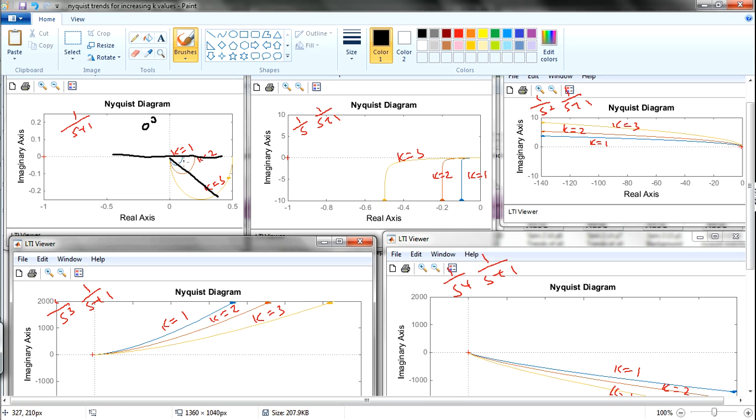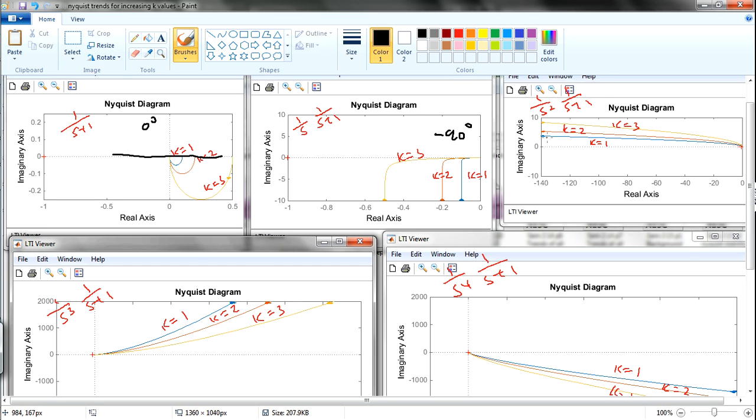Although they are the same angle, they turn in a steeper way. Just to think about it: if it's 0 degrees, it turns into the origin in a steeper way. If it's minus 90 degrees, it comes in at this real axis, in a steeper way.